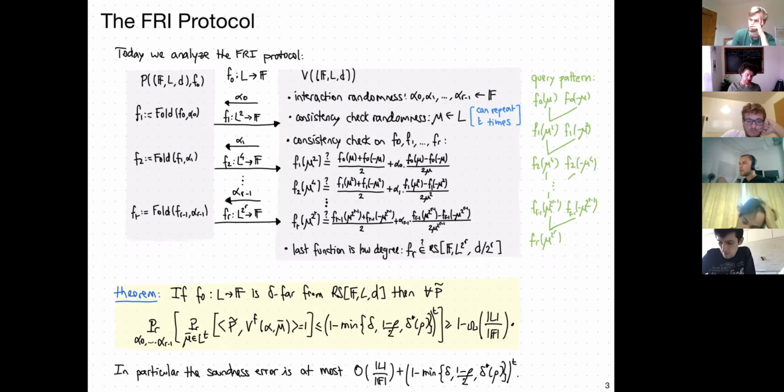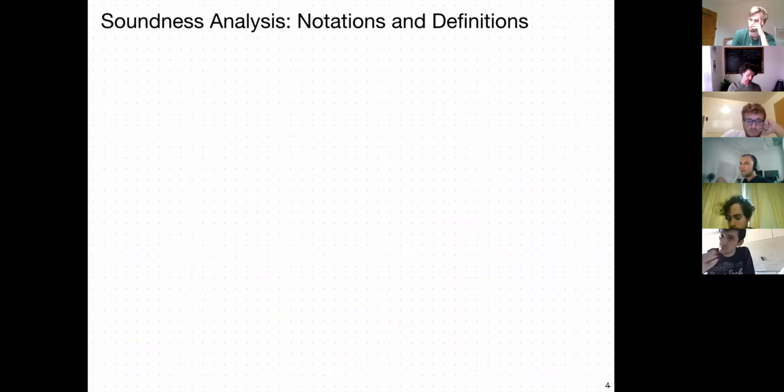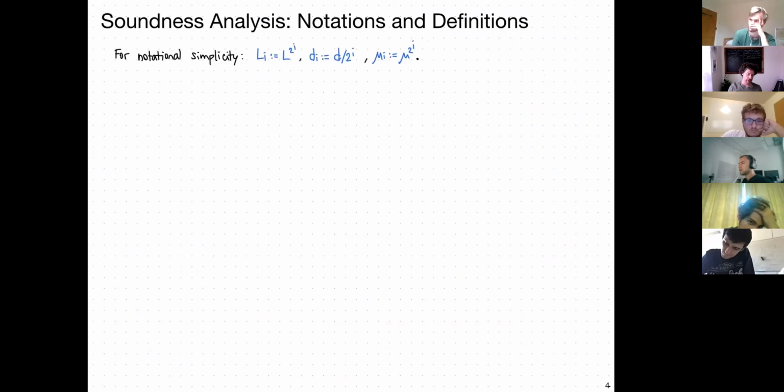Okay. So we need to start with some notation to make everything precise and clear. So let's see what we have. We'll have our domains, and because I don't want to write L to the powers, we just have this Li, which corresponds to the size of the domain in the ith iteration. So it would just get smaller and smaller and smaller.